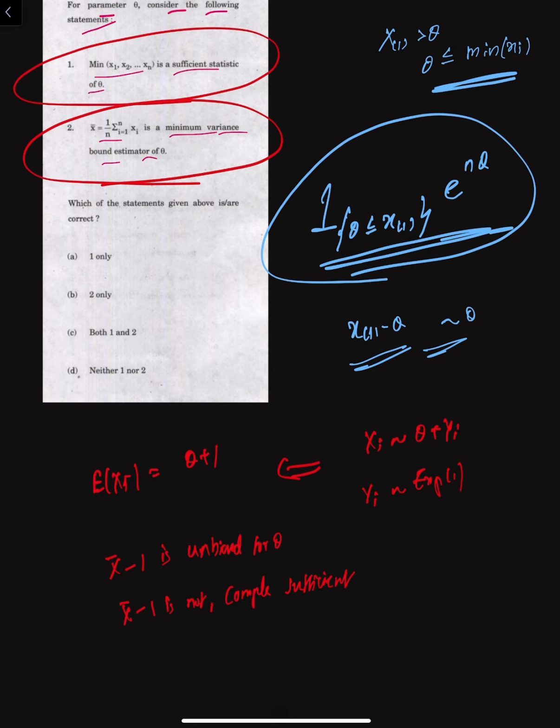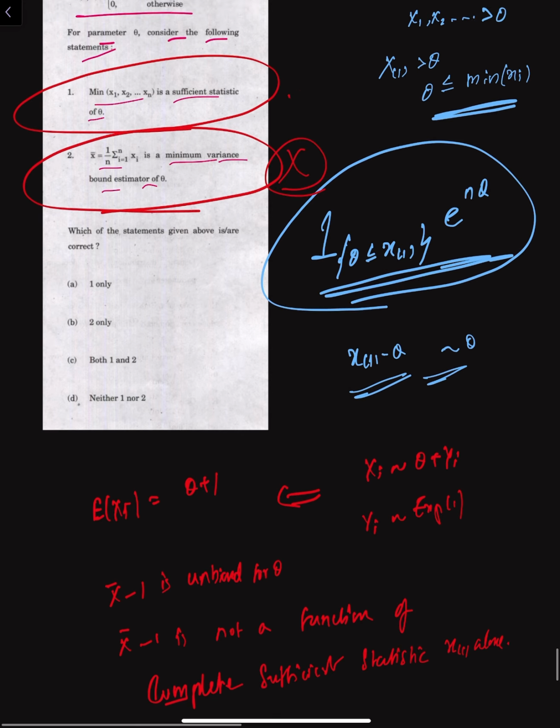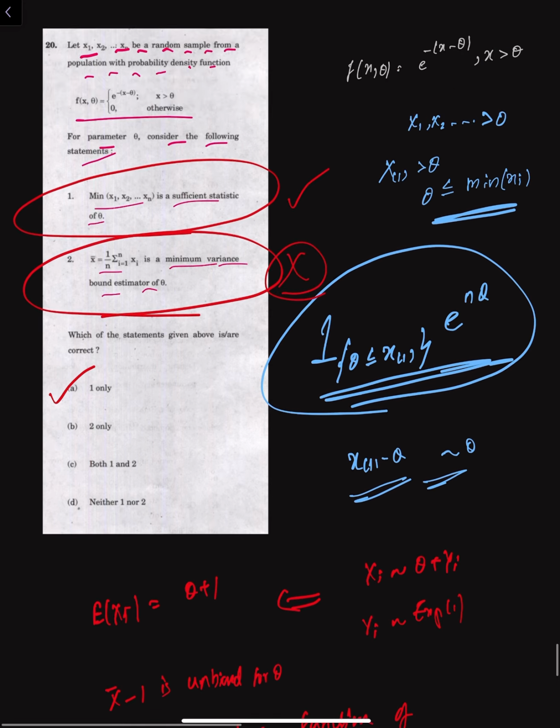So not a function, so let me write properly. So x bar minus 1 is not a function of the complete sufficient statistic, because we have seen earlier that x of 1 is a complete sufficient statistic, x of 1 alone. So it can't be the UMVUE by the Lehmann-Scheffé theorem. So the UMVUE must be a function of x of 1. So this is not correct and this is correct. So therefore only option A is the correct answer.